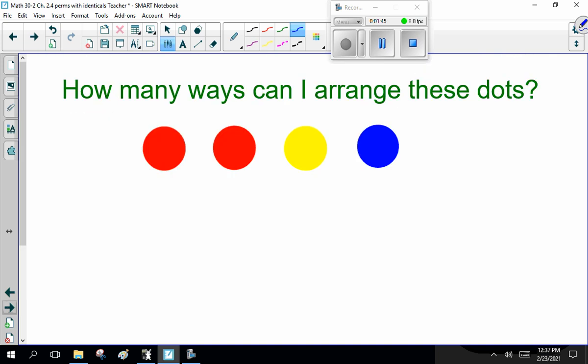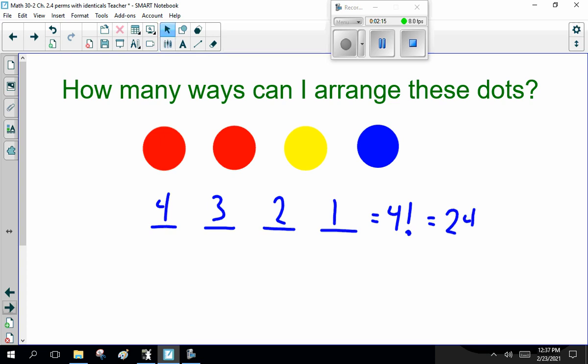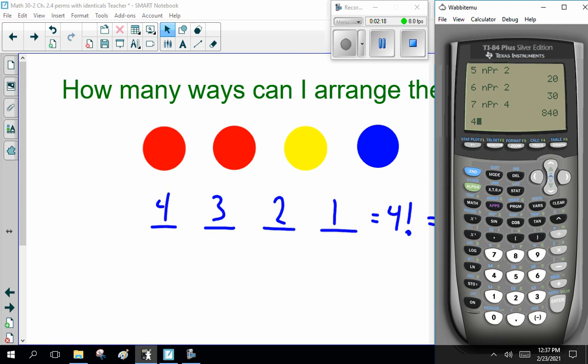So let's do some examples. So look at this here. How many ways can I arrange these dots? How many dots do I have? I've got 4 dots. So I have 4 choices for the first dot, 3 for the second, 2 for the third, 1 for the fourth. That's 4 factorial, which is 24. Let me just double check that because I'm getting old. 4, math, probability, factorial is 24. Great.